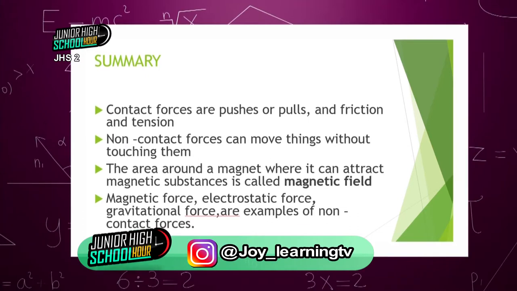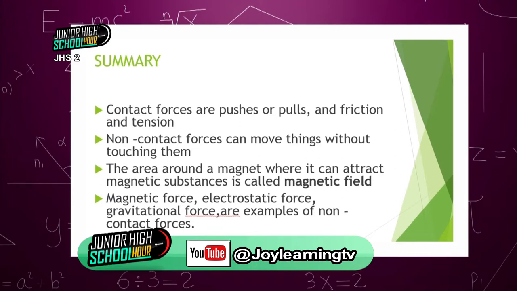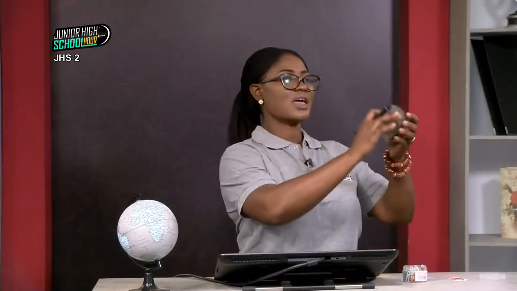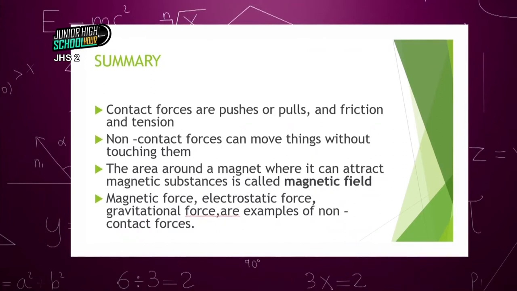We also gave one example when we dropped an object. Then we said there is a force that pulls the object towards the earth, which is the gravitational force. Now, we also looked at the area around a magnet where it can attract magnetic substance. And we said that area or field is known as the magnetic field.